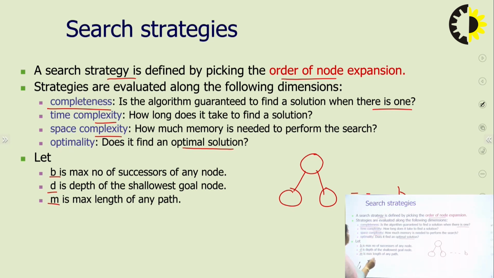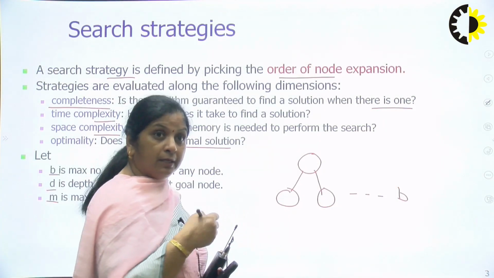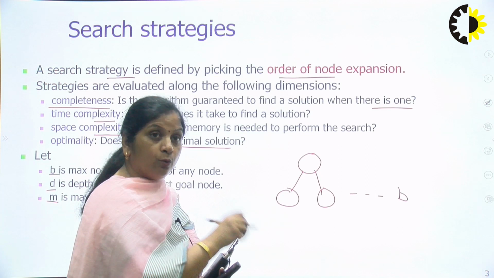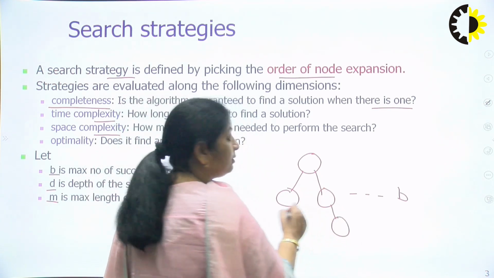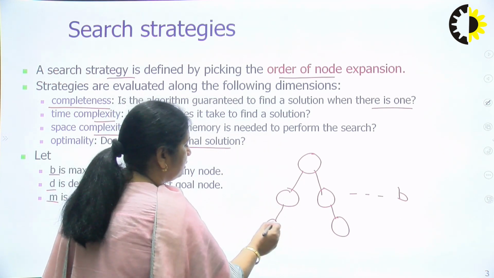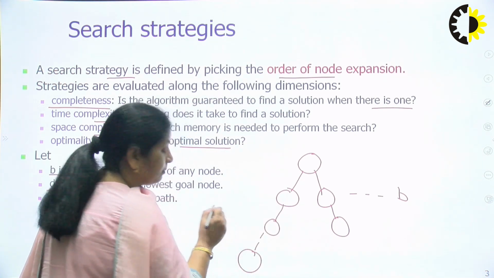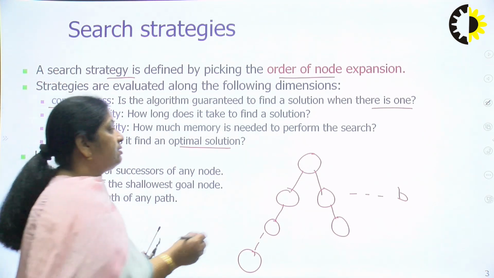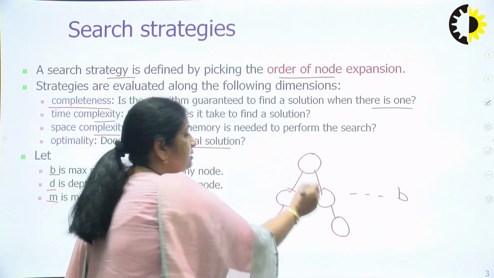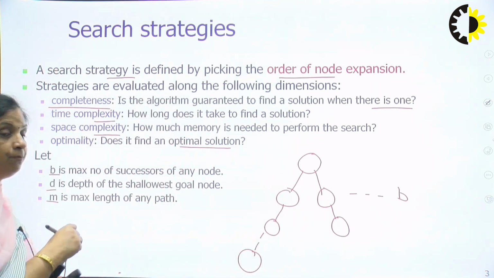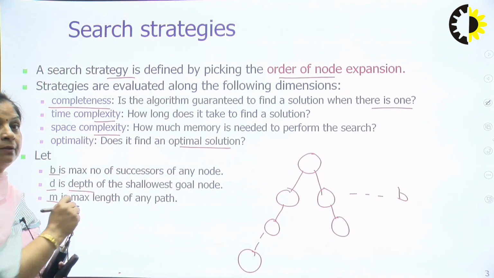Second is D. What do we refer to by D? D is the depth of the shallowest goal node. It means, let me say multiple goals are there. One goal is at this depth and one more goal is somewhere here. So the nearest goal is this one. What is the distance of the nearest goal? That we are taking as the depth.